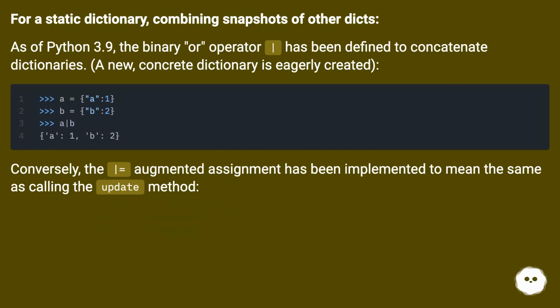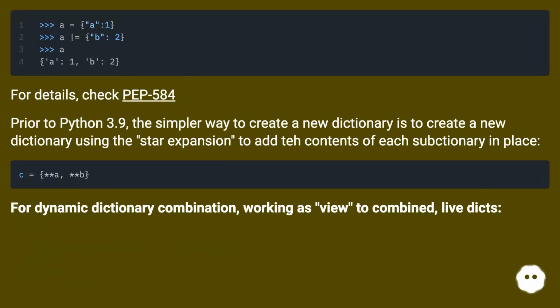As of Python 3.9, the binary or operator has been defined to concatenate dictionaries. A new, concrete dictionary is eagerly created. Conversely, the |= augmented assignment has been implemented to mean the same as calling the update method. For details, check PEP 584.